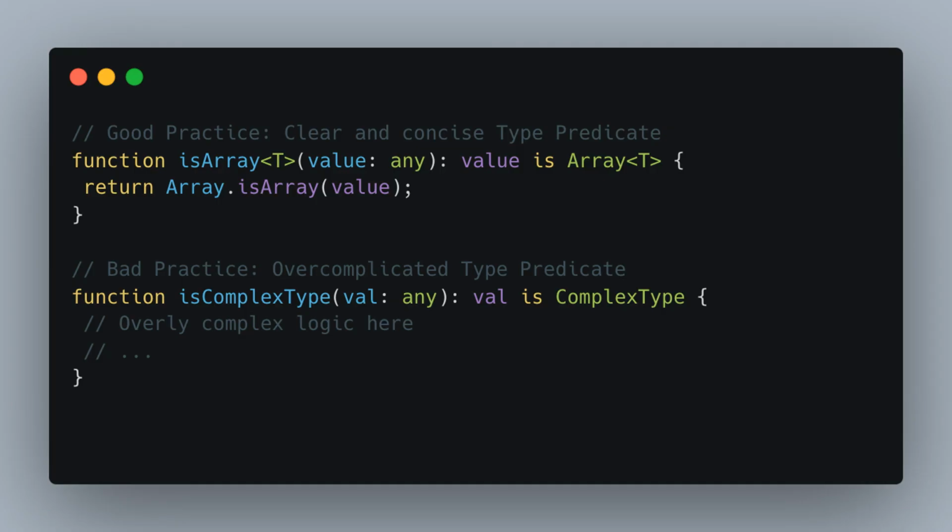Lastly, let's talk about best practices. A well-written type predicate is clear, concise, and as simple as necessary. Here, the isArray function is a great example of a clear and concise type predicate. On the other hand, overly complex or obscure type predicates can make your code hard to read and maintain. Strive for simplicity and clarity to make your codebase more maintainable and your type predicates more effective.